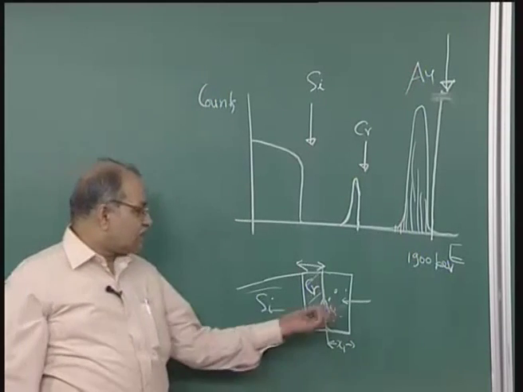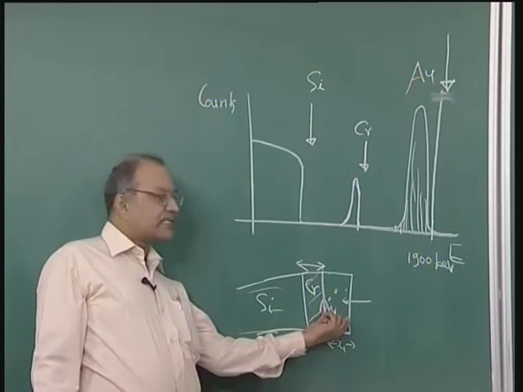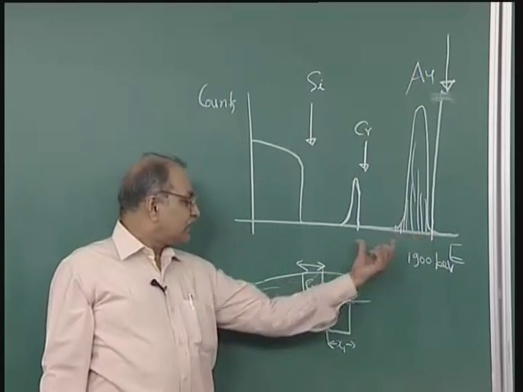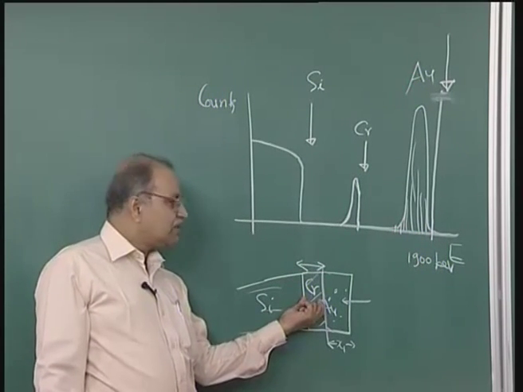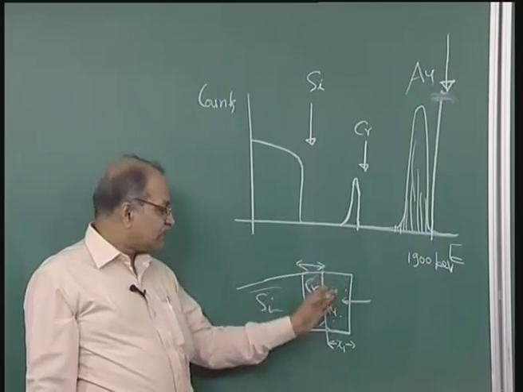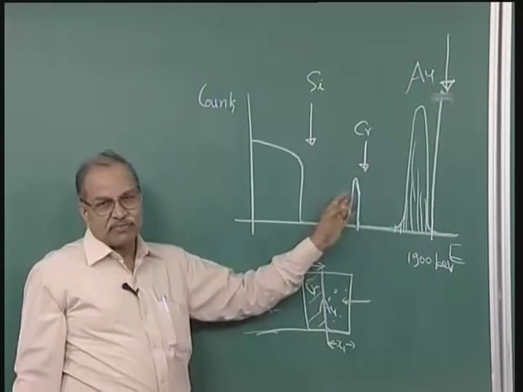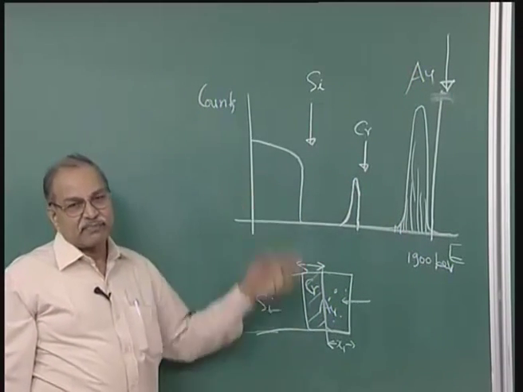One can obtain how much is the thickness of this layer from this width. One can obtain how much is the thickness of chromium from this width. If there is some interface diffusion, that also can be inferred from this spectrum. Okay, now I will show you the actual RBS spectrum for a particular case.